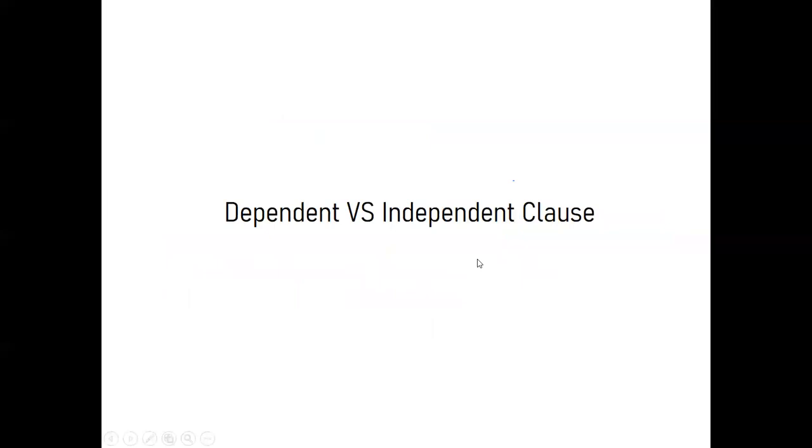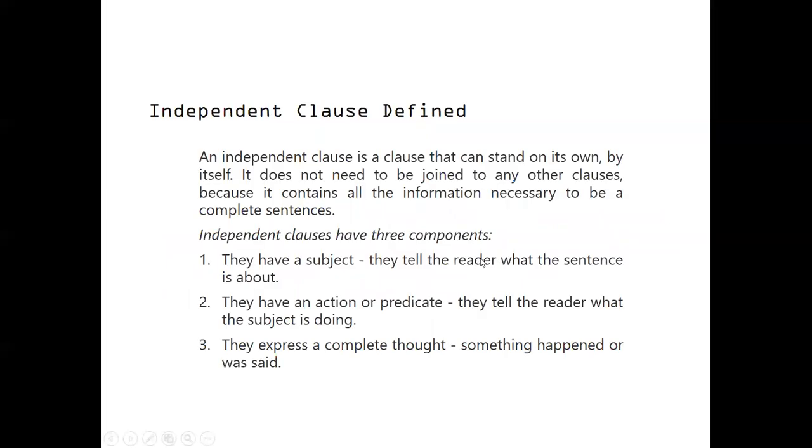So that will be the dependent clause. Right now, let's talk about the independent clause. Just like what I told you, it can stand on its own by itself. It does not need to become adjoined to any other clauses because it contains all the information necessary to be a complete sentence. So all in all, an independent clause is a perfect thought. It has a complete thought.